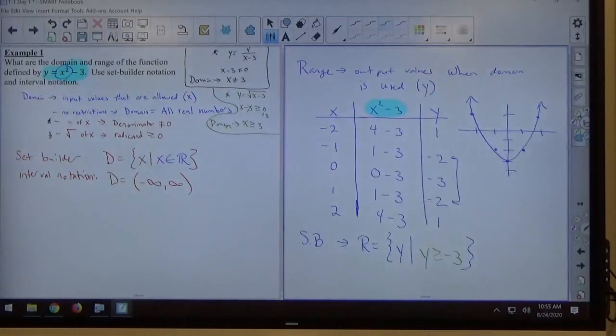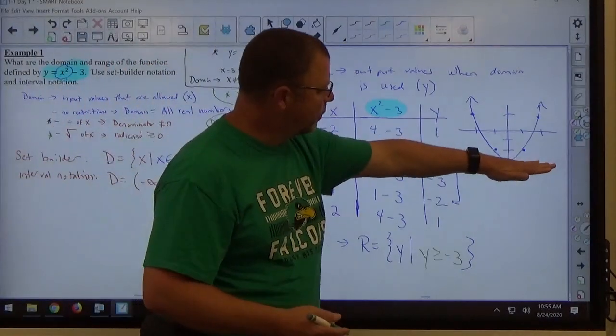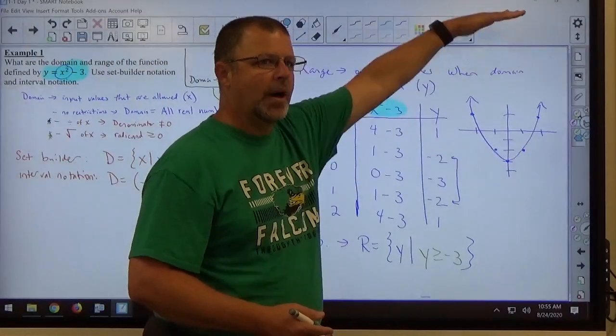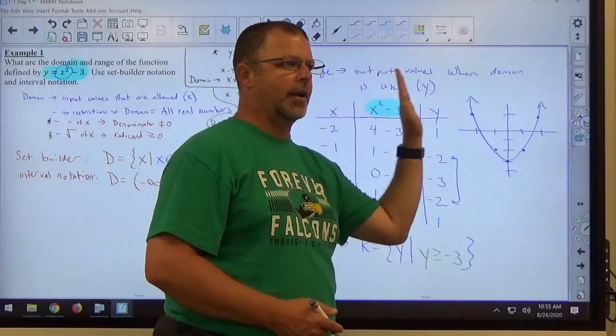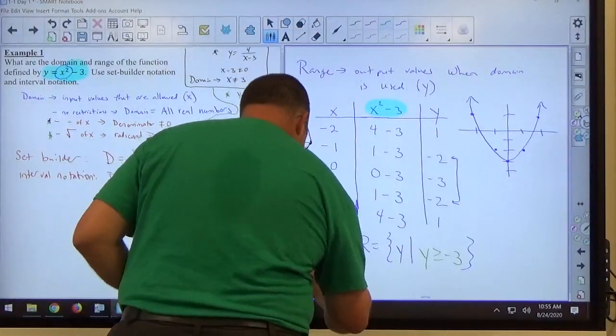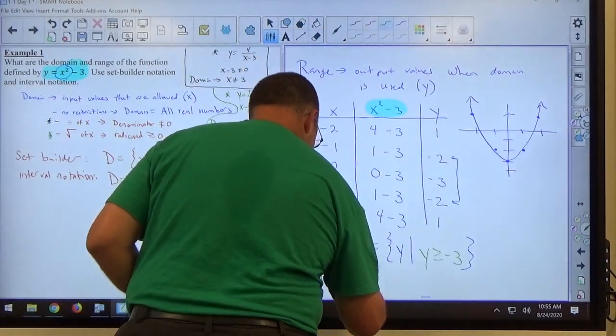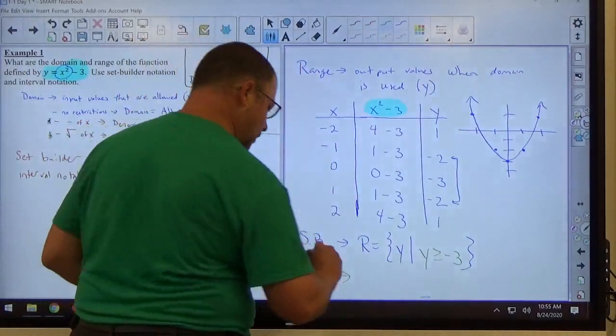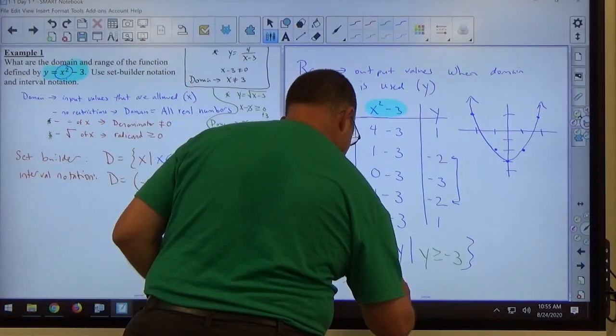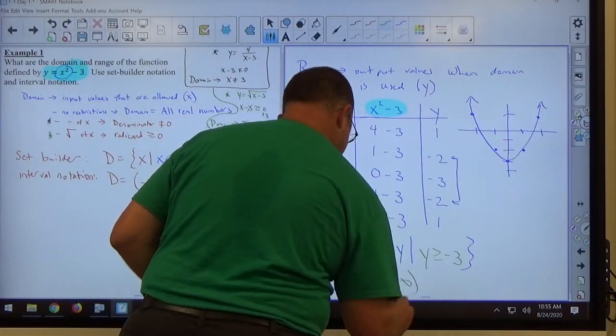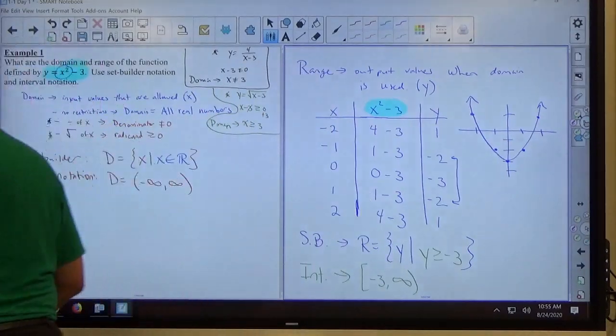You simply describe inequality-wise what that function, what that output is. The answers are negative 3 and bigger. Range is about this, domain's about that. All right, interval notation. We're starting at negative 3 and going all the way up to positive infinity.